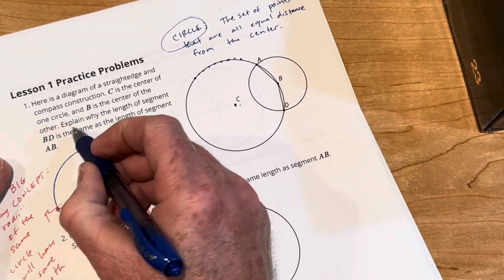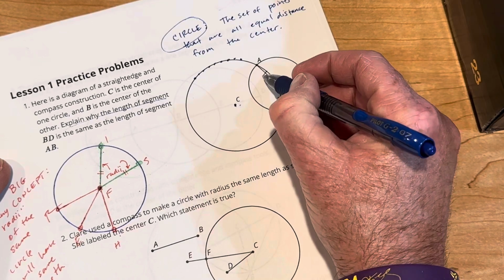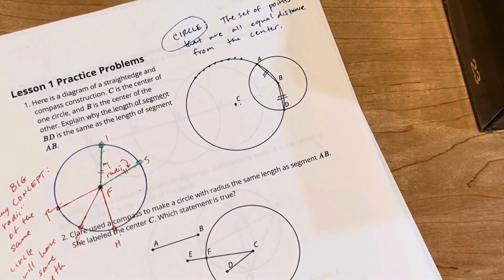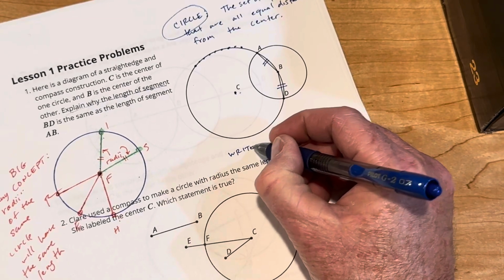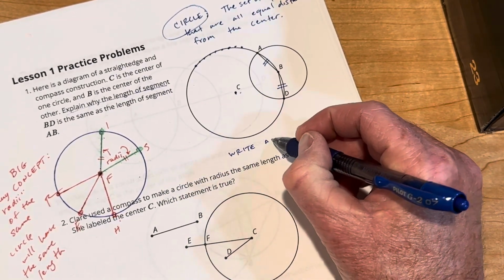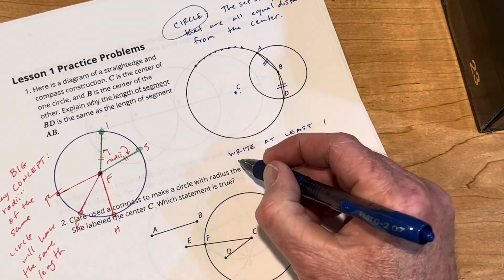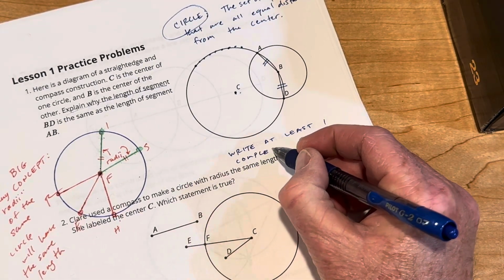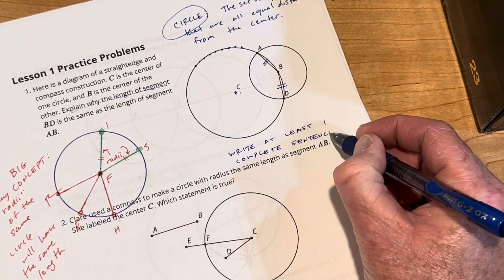So why is BD the same as AB? I hope I gave you enough tools to solve that one. You're going to have to write at least one complete sentence. And I'll give you some words that you want to use.